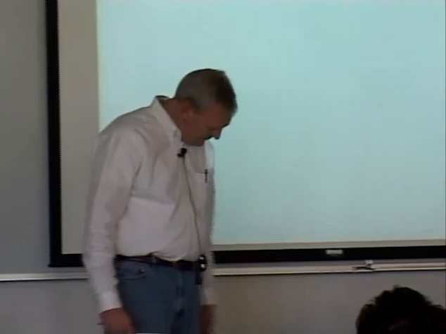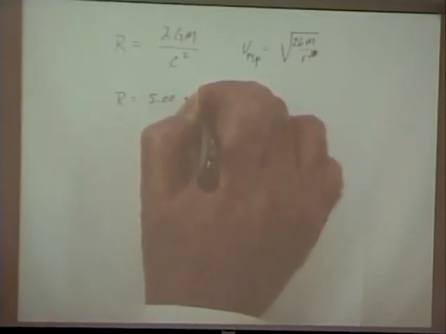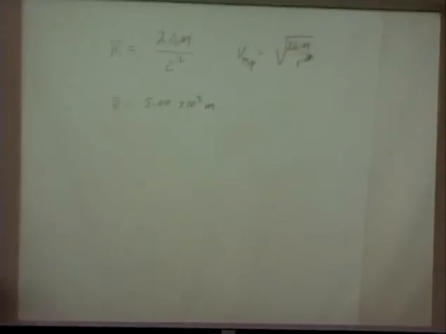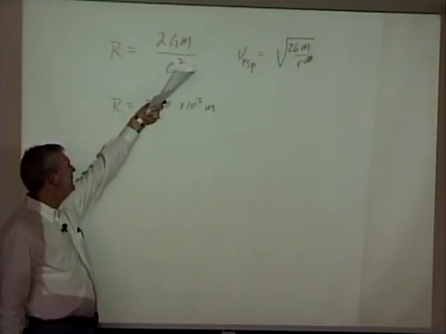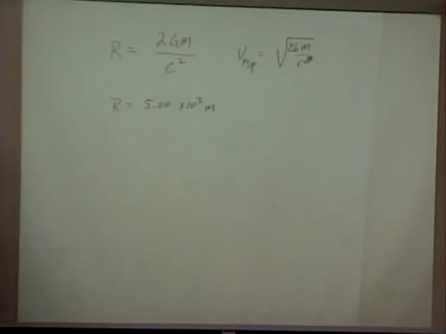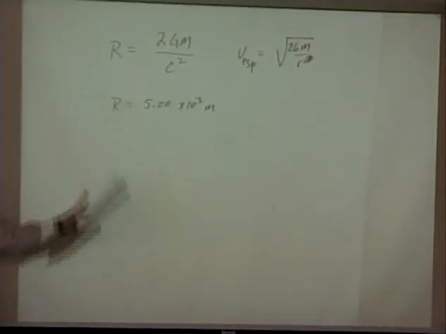It says a black hole has an event horizon of radius 5.00 times 10 to the third meters. One of the things I did today was I went, well, this looks awfully funny. I've got this universal constant of gravity, kilograms, divided by c squared, meters squared per second squared. I wanted to see if it actually worked out to be meters, and it does. So I checked the units, and it was right.